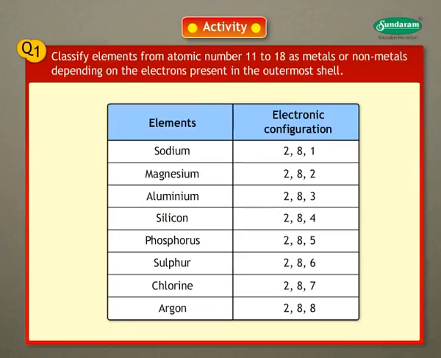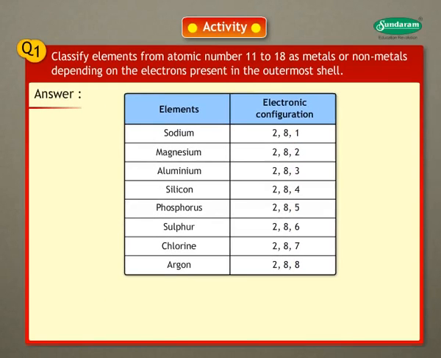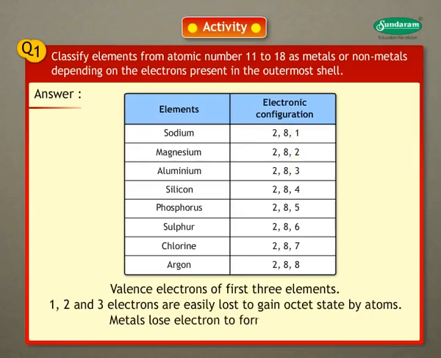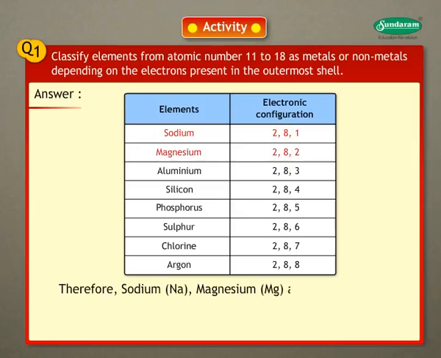Activity Question 1. Classify elements from atomic number 11 to 18 as metals or non-metals depending on the electrons present in the outermost shell. Answer. Valence electrons of first 3 elements are 1, 2 and 3. Electrons are easily lost to gain octet state by atoms. Metals lose electrons to form positive ions. Therefore, sodium, magnesium and aluminium are metals.